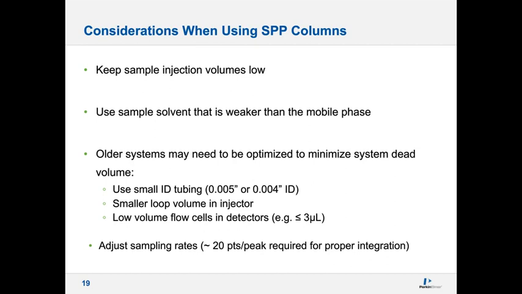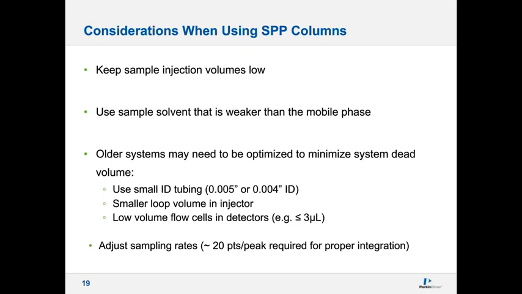A second consideration is that it's recommended to use a sample solvent that is weaker than the mobile phase, which allows the sample to be initially concentrated onto the head of the column and move through the column in a tight band, resulting in sharper peaks and higher efficiency.